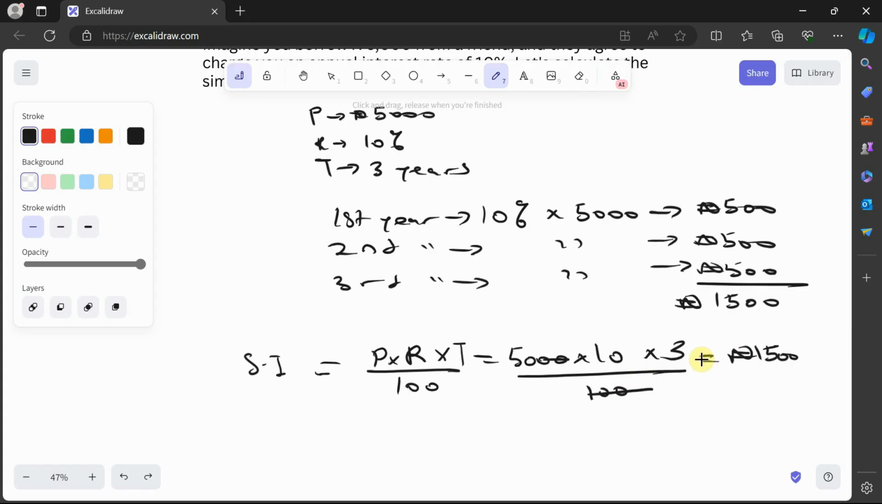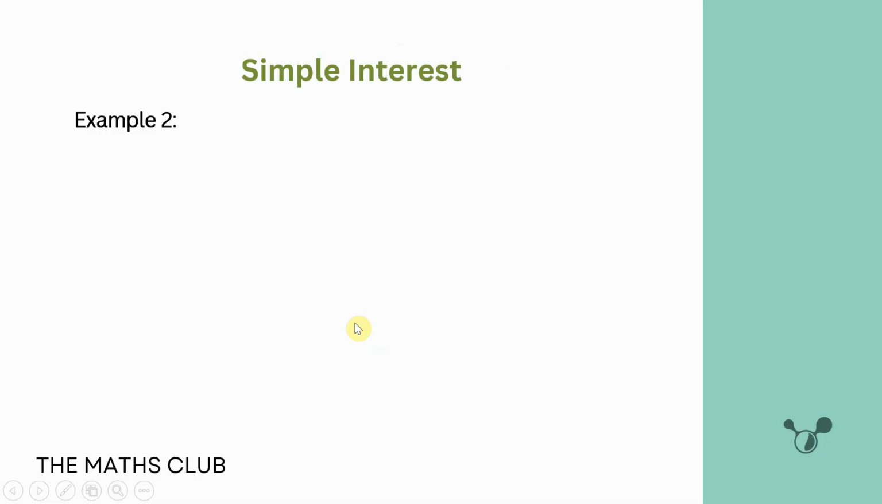So if we go back to our original example, the A, which is the amount, is the principal plus the simple interest. The principal in this case was 5,000 naira, and then the interest that we calculated was 1,500. So by the time I add both of them together, that will give me 6,500 naira. So at the end of the 3 years, when the person is paying back, they're going to pay back 6,500 naira. So let's look at another example.